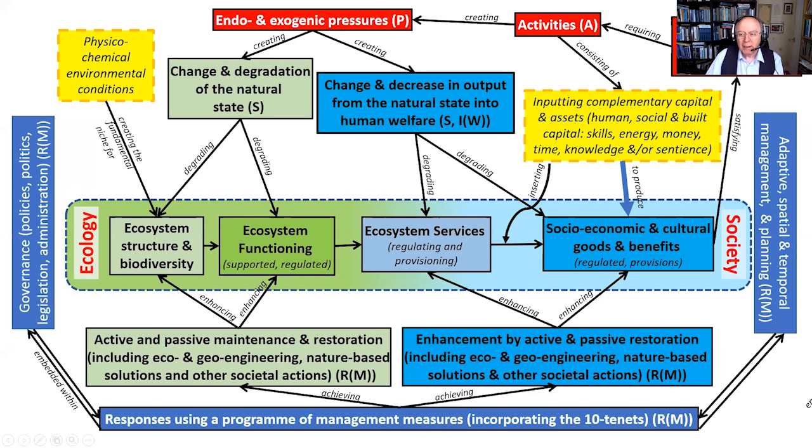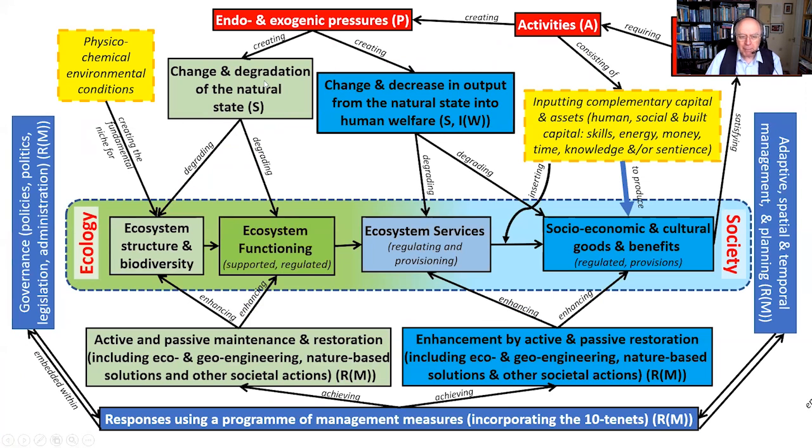Now, just very quickly, we have these drivers. We need activities in order to fulfill the drivers. Those activities, in economic jargon, are what are called putting in complementary capital and assets. And if we put in the capital, we get the socioeconomic and cultural goods and benefits, and they fulfill the drivers. But, and there's always a but, the activities lead to problems. They lead to sets of pressures. This part at the top here, they lead to pressures, which is change and degradation of the natural state and change and degradation of the human state in the system.